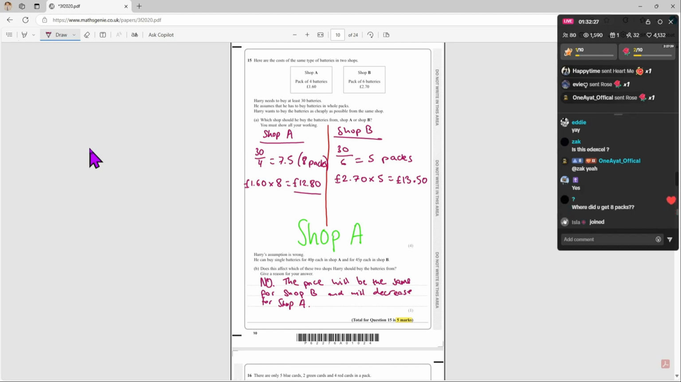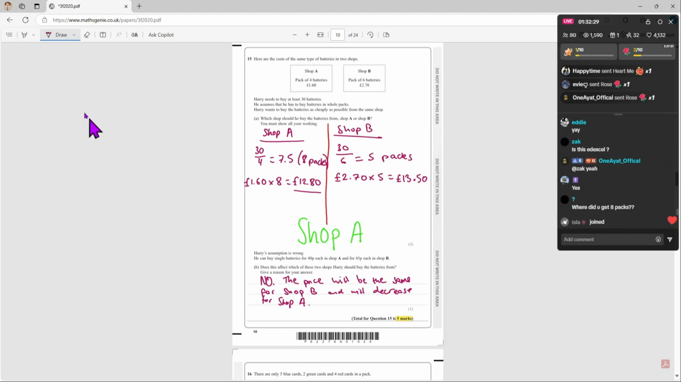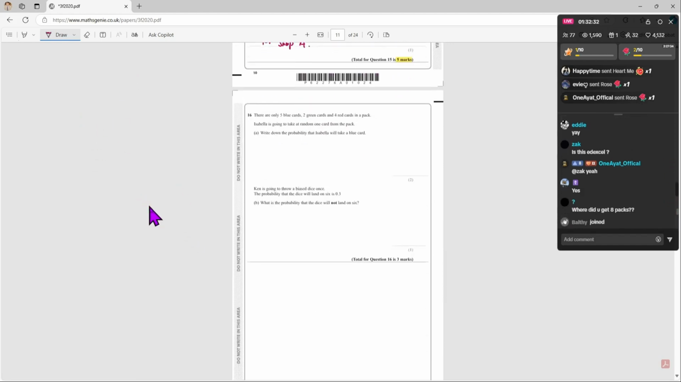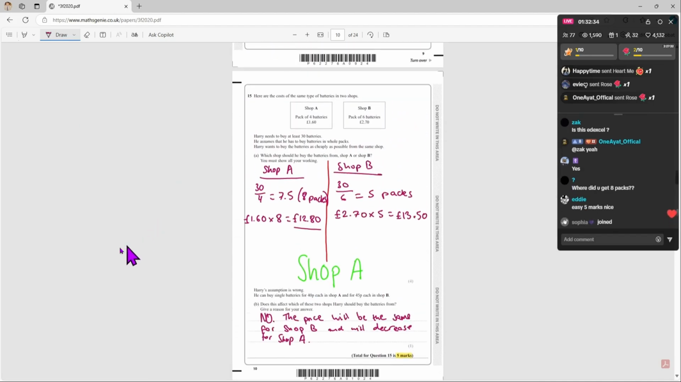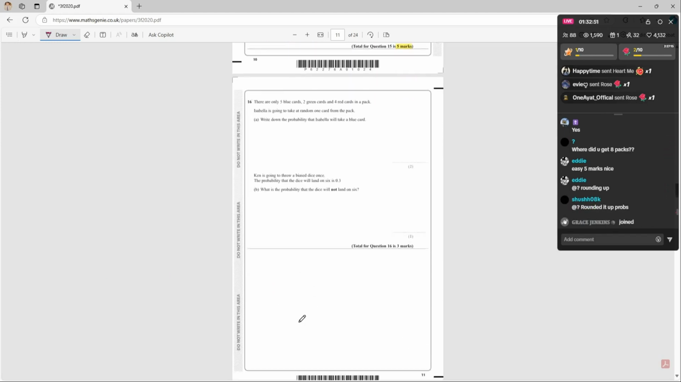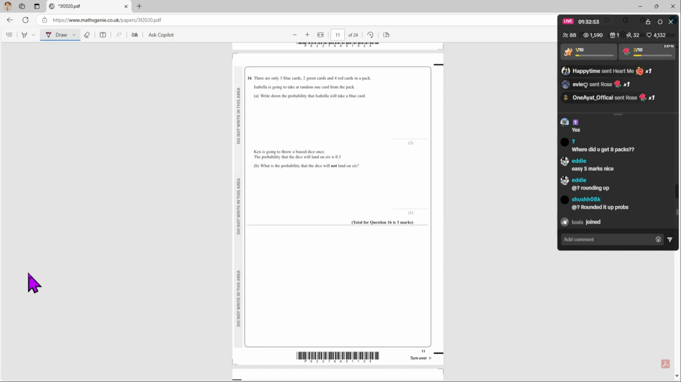So let's move on to our next question, question number 16. So where did I get 8 packets from? It is because we did 30 divided by 4, which gave you 7.5. And since he said he wanted whole packs, we had to round up to get to 8 packets, okay? So let's move on to our next question. Question number 16.